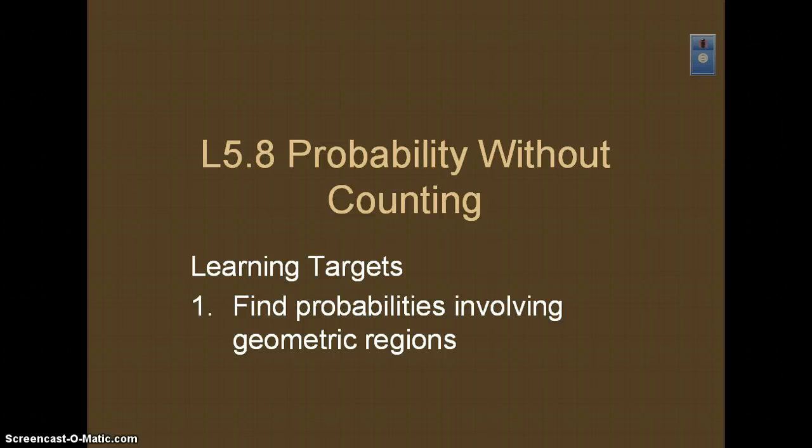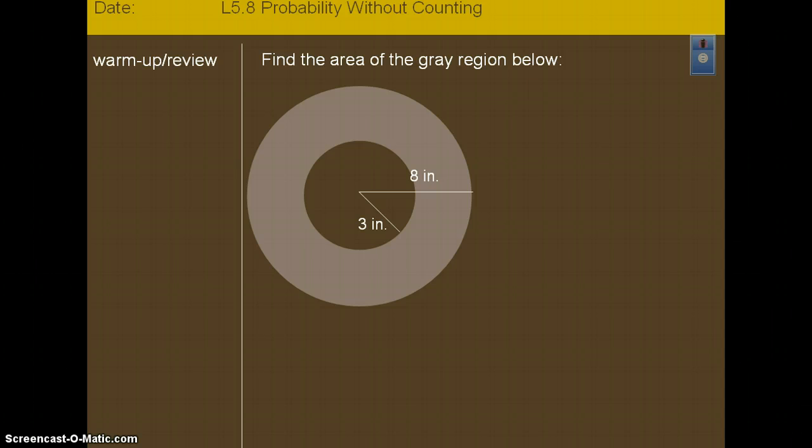Lesson 5.8, probability without counting. Today our main learning target is to find probabilities involving geometric regions. Let's go. Our warm-up review today is talking about finding an area of not your typical geometrical region.